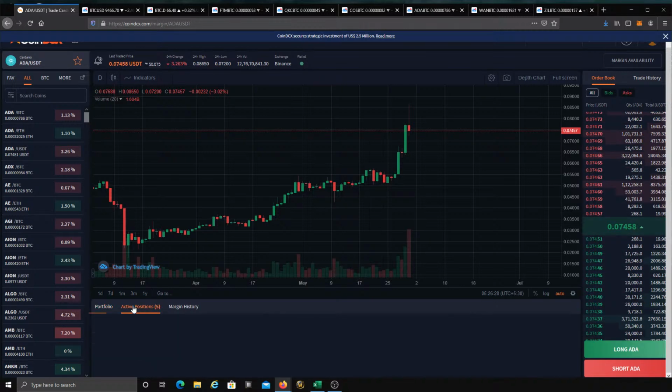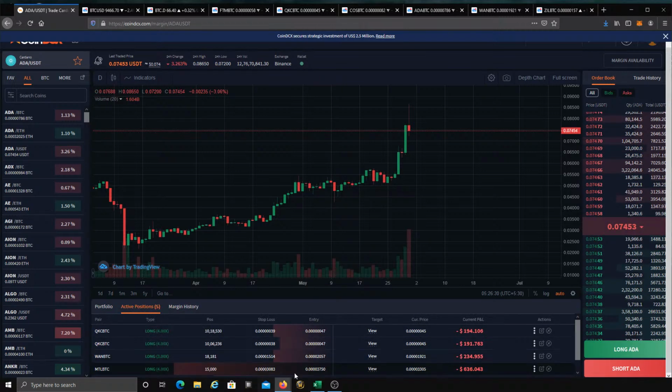Okay, so let's go to active positions. You see we're kind of hurting on some of these positions right now. You see what your pair is, your type, how many coins you have in that position, where your stop loss is, where your entry is, the current price, and whether you're in a loss or not.